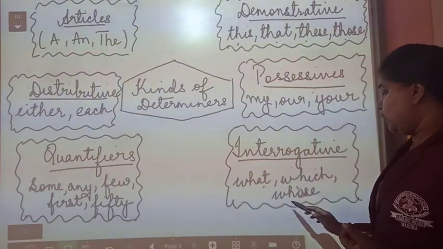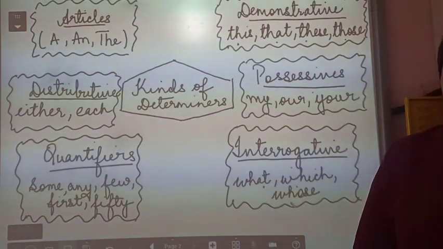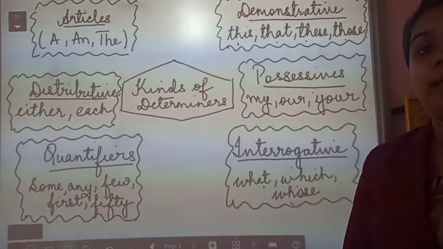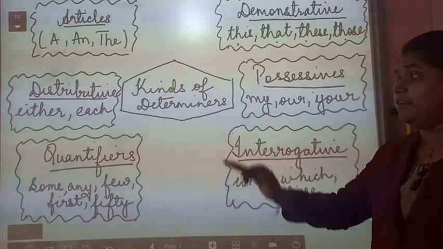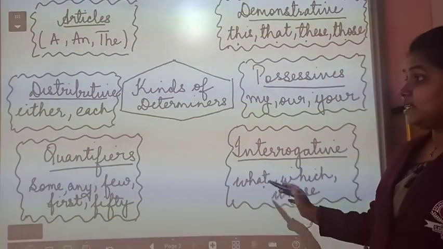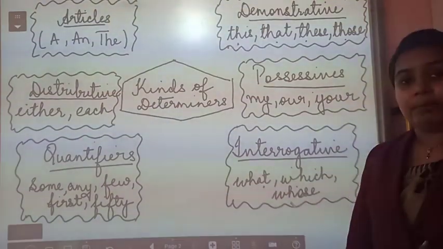Interrogative: which, what, whose. When these words are placed before the nouns to specify them, to point them out, or to refer to them, then there are interrogative determiners. So these are the 6 kinds of determiners. We will be dealing with them one by one.